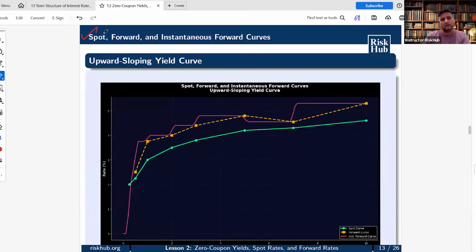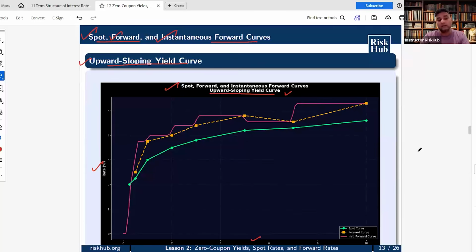Then we have your spot, forward, and instantaneous forward curves, with an upward sloping yield curve. So again, it is a line chart. The horizontal axis is maturity in years, running from 0 to 10. The vertical axis is the rate in percent, running from 0 to about 5.5. Three lines are plotted: the spot curve in green, the discrete forward curve as an orange dashed line, and the instantaneous forward curve in pink, right?